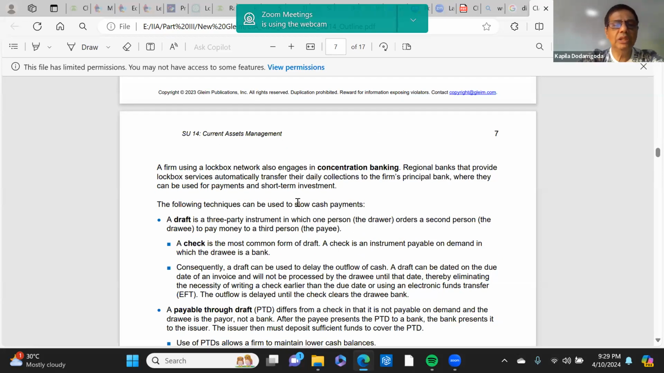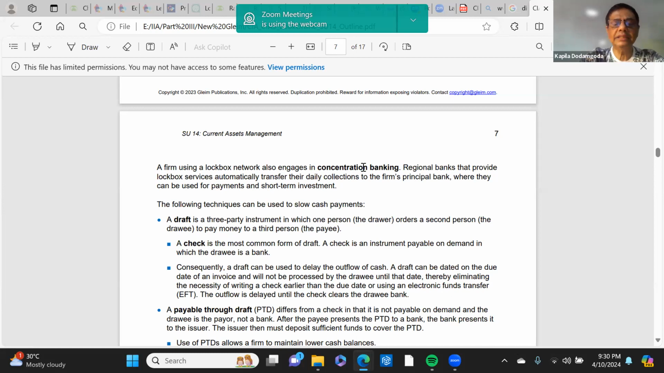A firm using a lockbox network also engages in concentration banking. That is, regional banks that provide lockbox service automatically transfer their daily collections to the firm's principal bank, where they can be used for payments and short-term investment. So with the lockbox system, the customer will deposit in the box and the bank will deposit in your collection account and then send you the information for you to do the accounting entry.